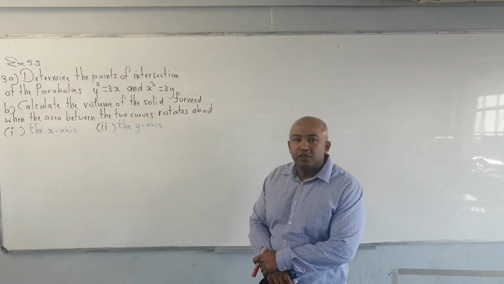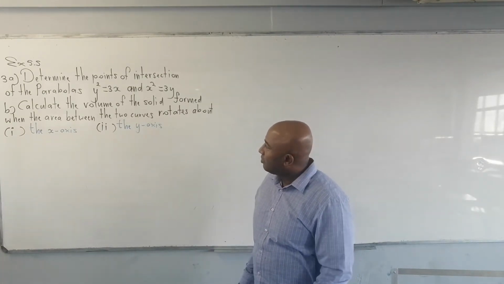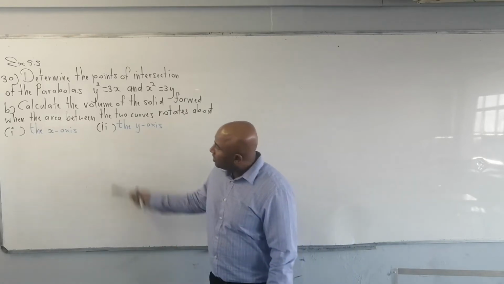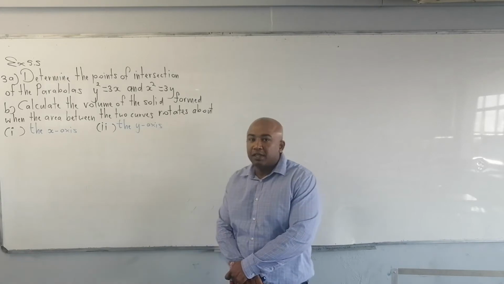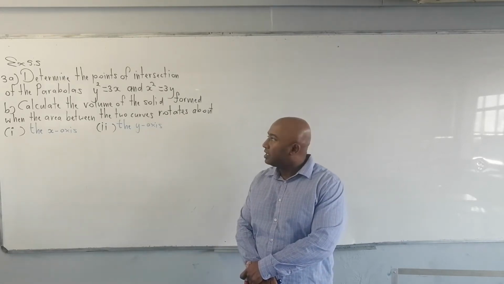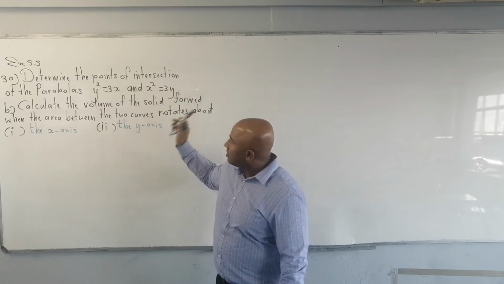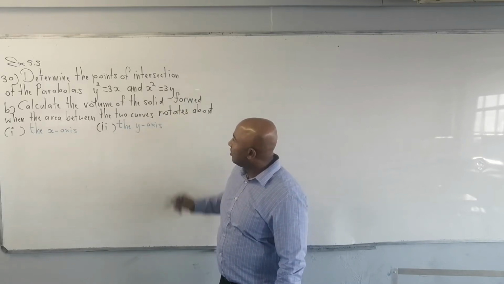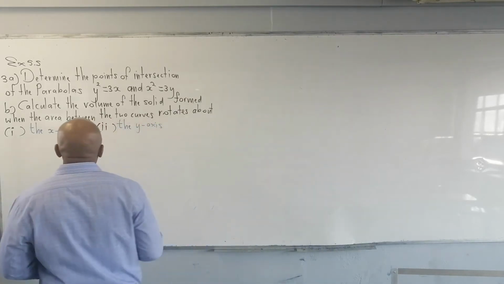Right, so moving on to our next example, exercise 5.5, number 3. Determine the points of intersection of the parabolas y squared is equal to 3x and x squared is equal to 3y. So that is the first thing. Then calculate the volume of the solid generated. Obviously we have to sketch these graphs, so let's do that.